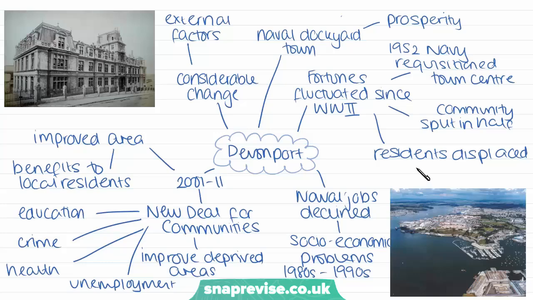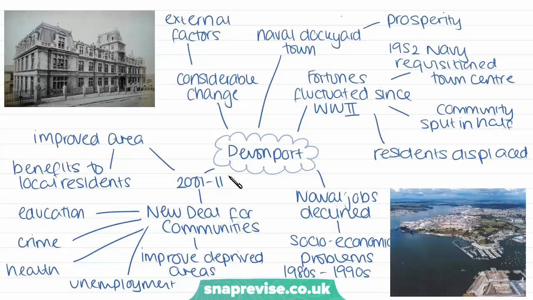Alongside this, naval jobs continued to decline following the end of World War II because of military cutbacks. And overall, the movement of people out of this area and the loss of naval jobs led to a lot of socio-economic problems in the 1980s and 1990s.